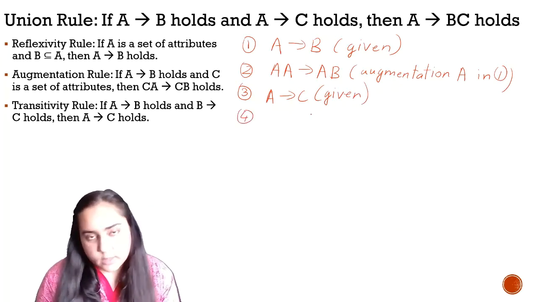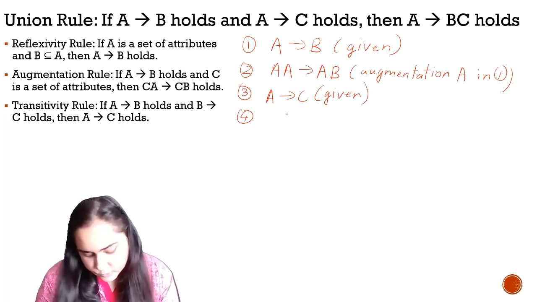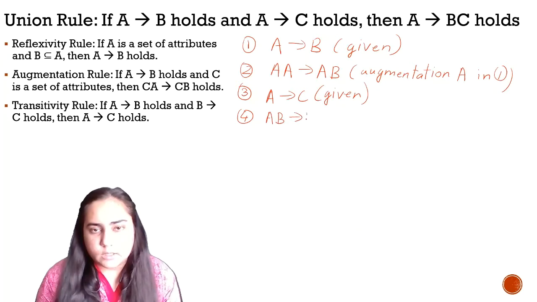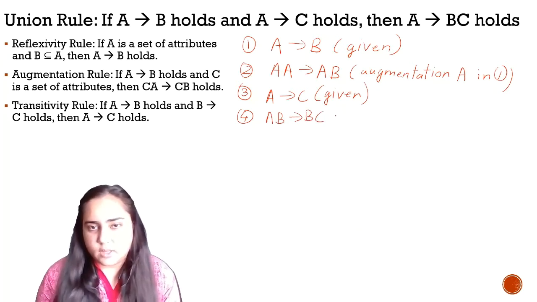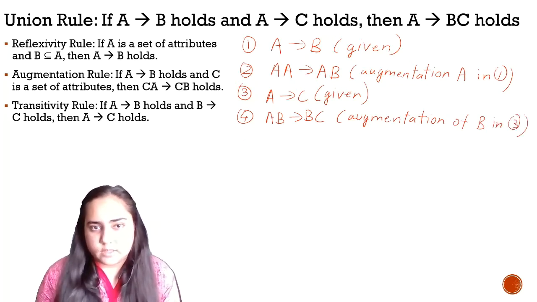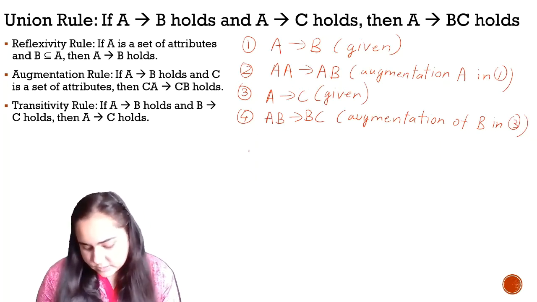The next thing that I'm going to do is augment something here too, and in this case I'm going to augment a B instead of an A. So it would give me AB determines BC. I think you know where I'm going now. Here, once again, I need to mention the rule that I have applied, which is augmentation of B in number 3. So this gives me this AB determines BC.